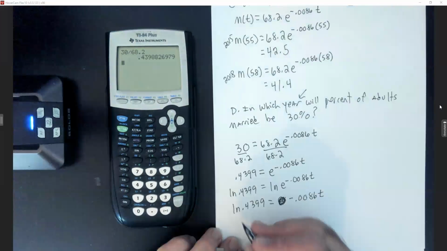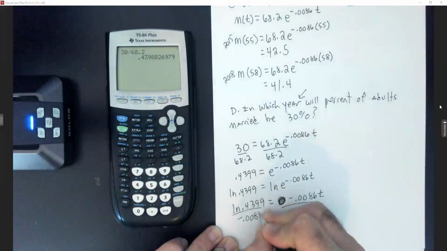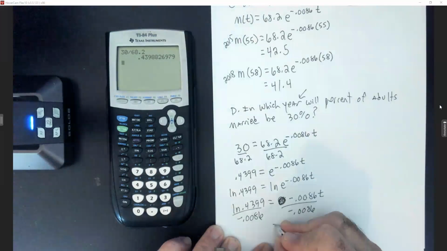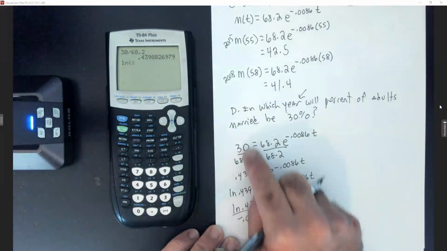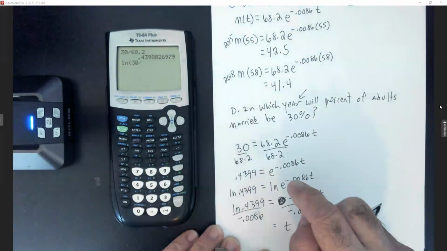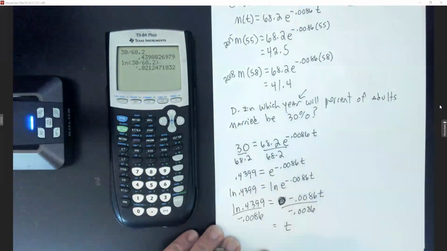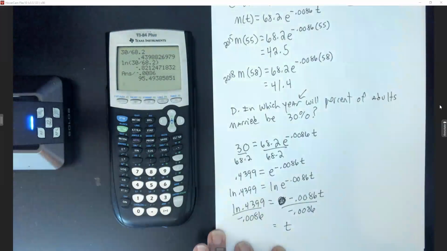All right, y'all, last move, divide both sides by negative 0.0086. And that'll give me a t there. So here we go, ln. And remember, if you wanted more accuracy, you could do 30 divided by 68.2, close those parentheses, and then divide that by the negative 0.0086. Whoa, that's giving me t equals, round to the nearest whole year, so that looks like 95.